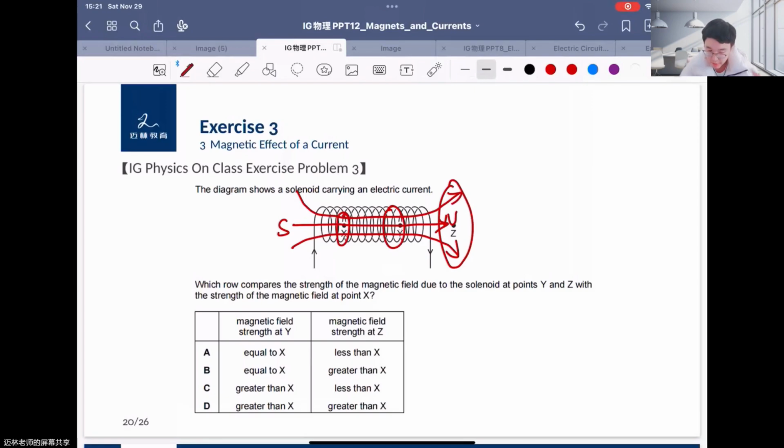So we can say, here the magnetic strengths at y and x are equal to each other because they have the same density of magnetic lines, right? And at z it is very small because the magnetic field lines are very sparse. Okay, so for x and y, they have the same magnetic field, but z is smaller than x and y. So we can say the magnetic field strength at y is equal to x, and they are quite a bit greater than z. Okay, so finally we choose A as our final answer.